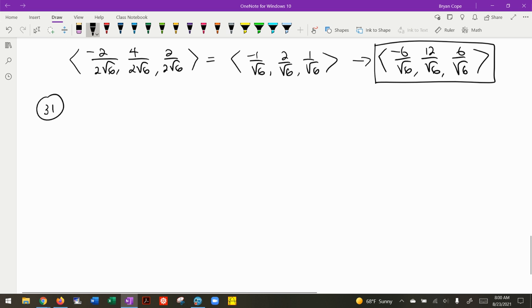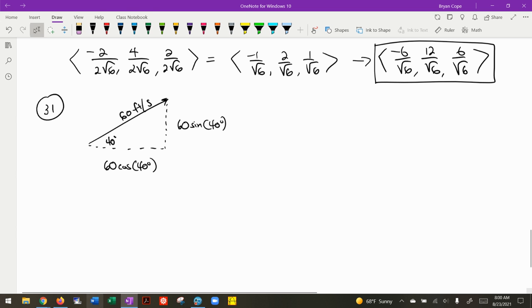Okay, so 31 says, a quarterback throws a football with an angle of elevation of 40 degrees and a speed of 60 feet per second. Find the horizontal and vertical components of the velocity vector. Shouldn't be too new to you, even though we didn't do one just like this in class. We're taking a vector and just finding its components in the x and y direction. So magnitude is 60 feet per second, and the angle of elevation is 40. So this component is 60 cosine 40, and this component is 60 sine 40.